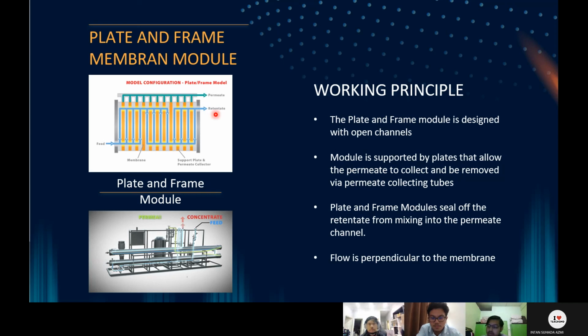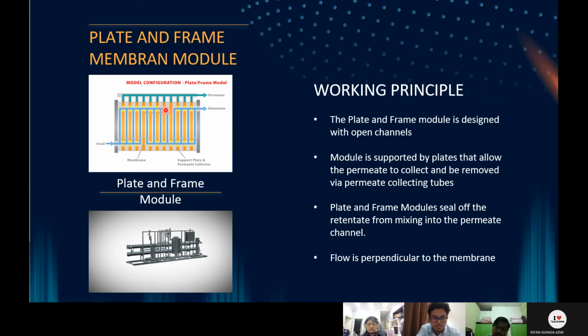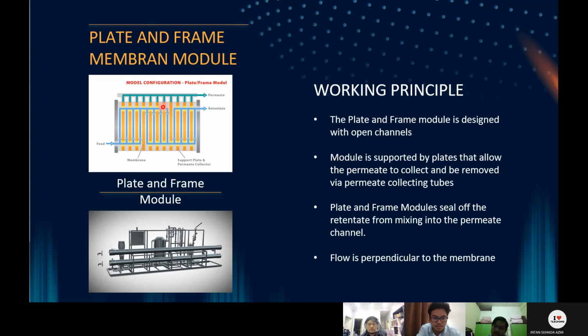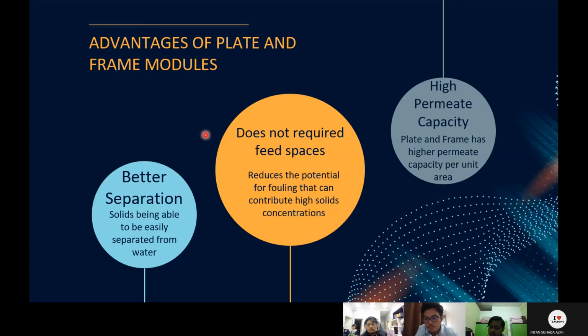The plate and frame module seals off the retentate from mixing into the permeate channel. As we can see, it is sealed off between the permeate and retentate to ensure that the retentate does not enter the permeate channel. The flow in the module is perpendicular to the membrane. So these are the advantages of the plate and frame module.